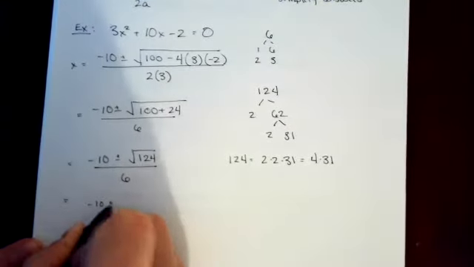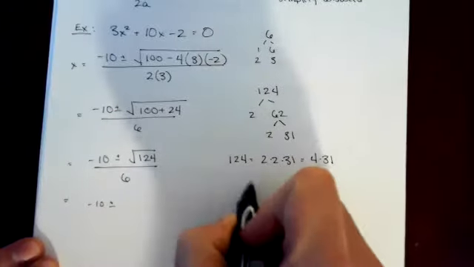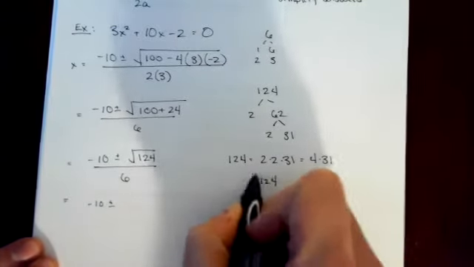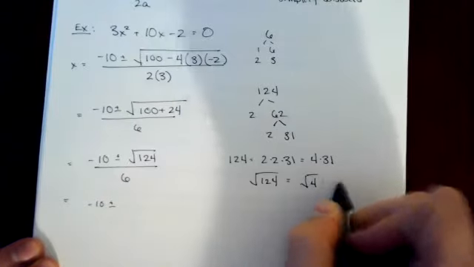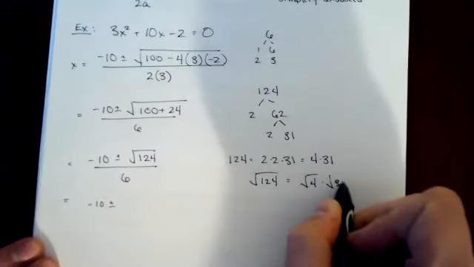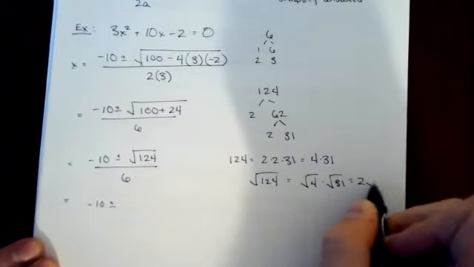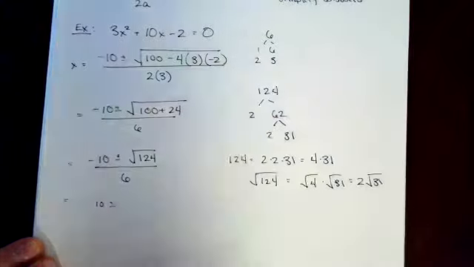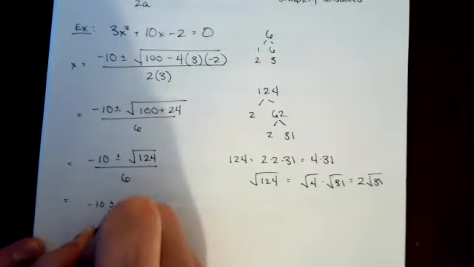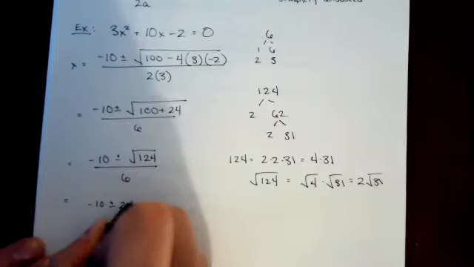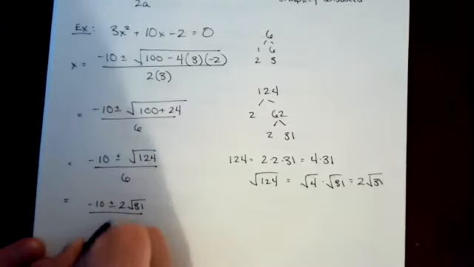Negative 10 plus or minus square root of 124 then is going to be square root of 4 times 31, or square root of 4 times square root of 31, or 2 square root of 31. So we'll have negative 10 plus or minus 2 square root of 31, all over 6.